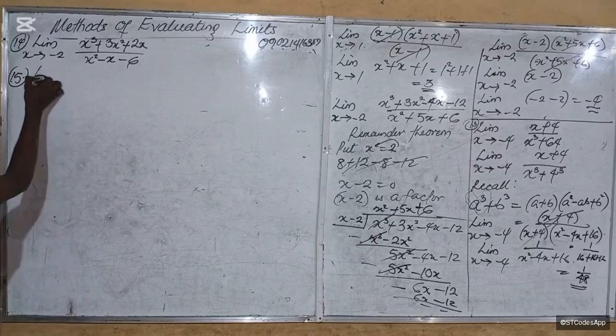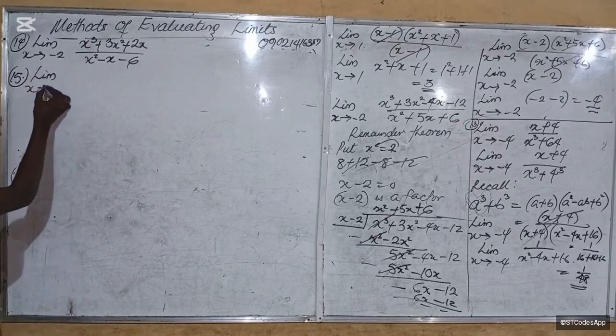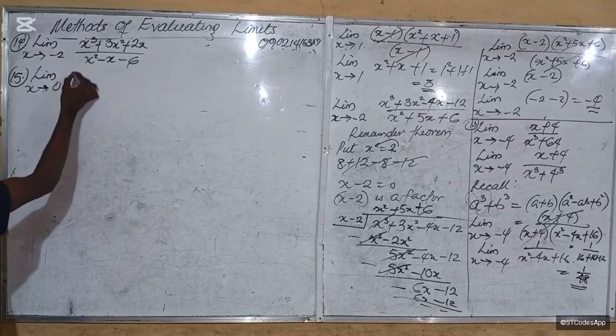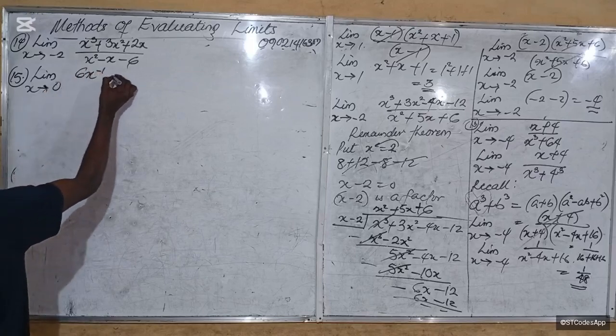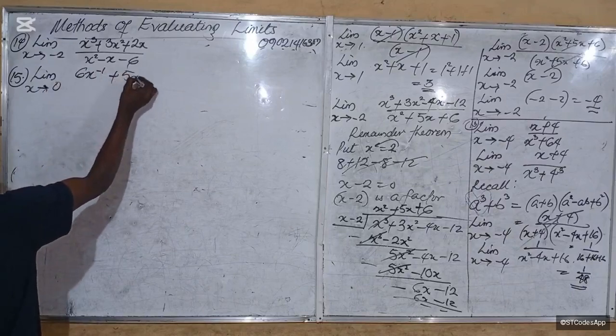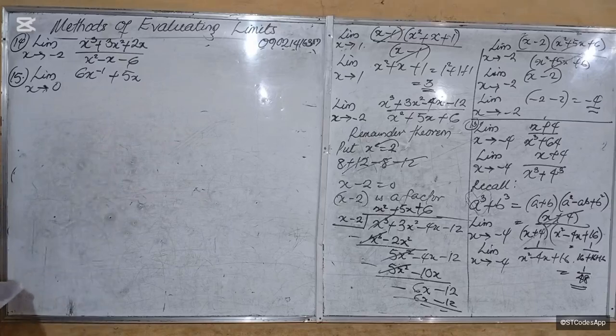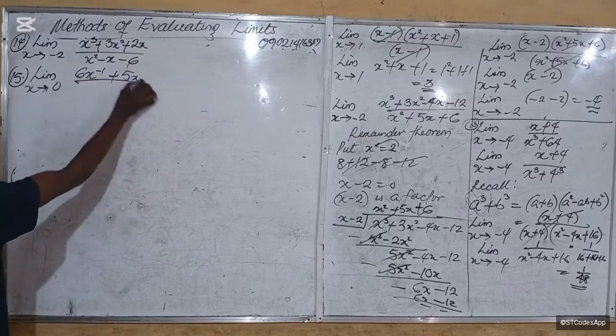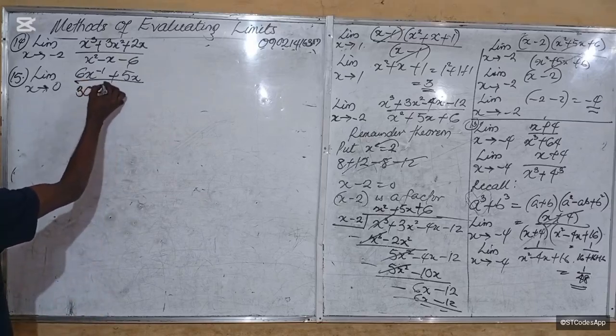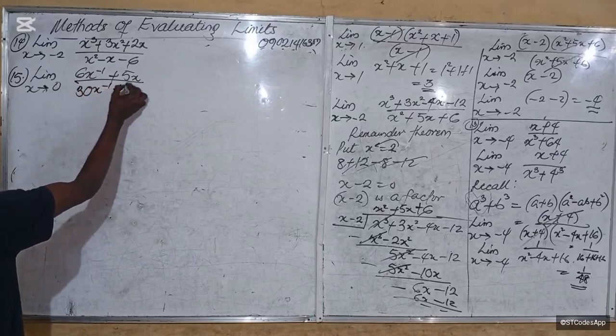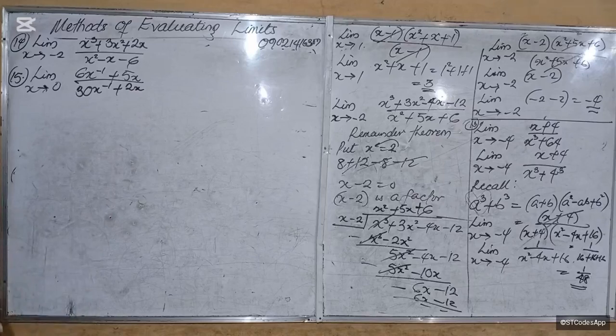Let's solve this one. The limit as x approaches 0 of 6x to the power minus 1 plus 5x. What do we do here? Let's write the question first. 30x raised to minus 1 plus 2x.